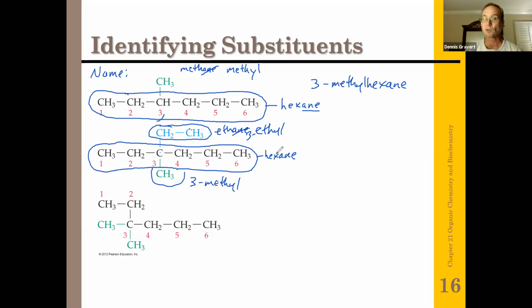Put them in alphabetical order. So E first. And then methyl after ethyl, alphabetical order. And again, separating numbers from letters with a dash or hyphen. Number from a letter with a dash, number from a letter with a dash. And then I got methyl going to be smashed right up against hexane. And there's your name.